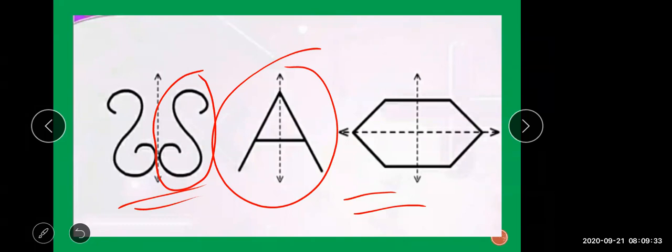Yes, student. How many axes are there? Two axes are here. Yes, very good. One is the horizontal and one is the vertical. The other two axes are there.